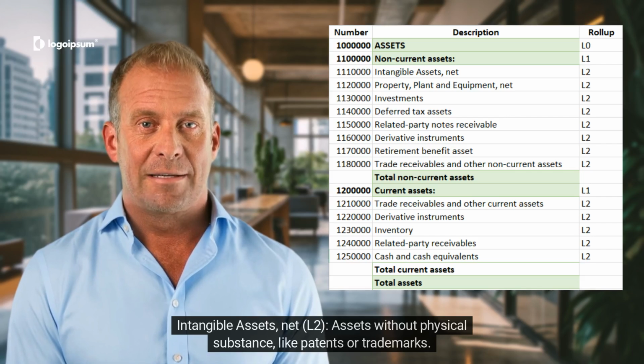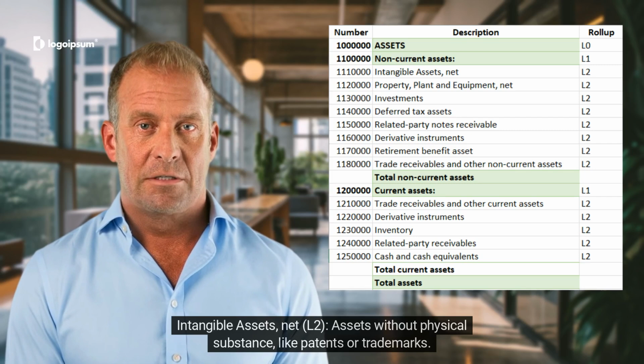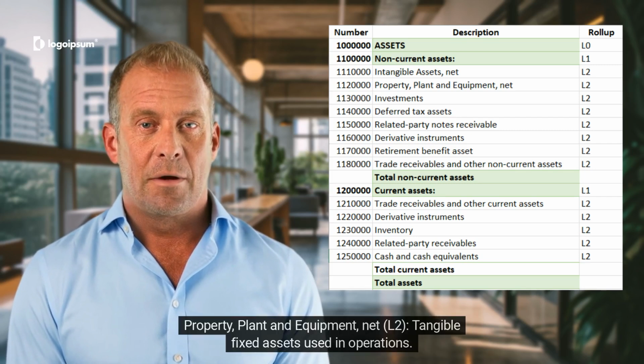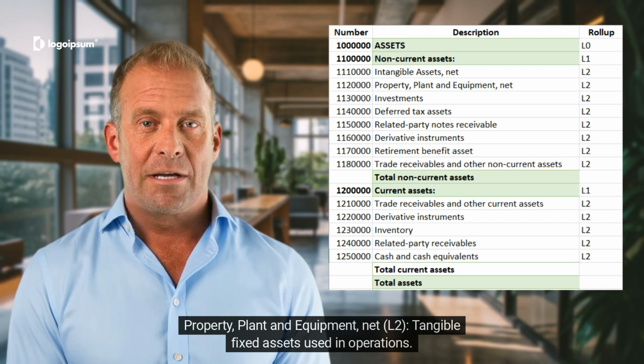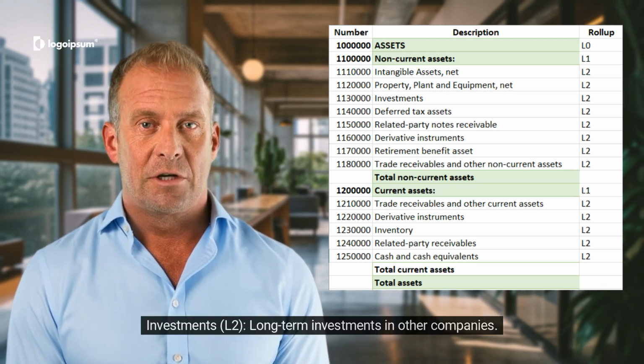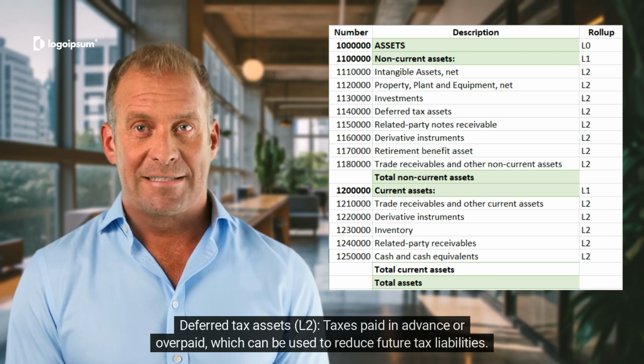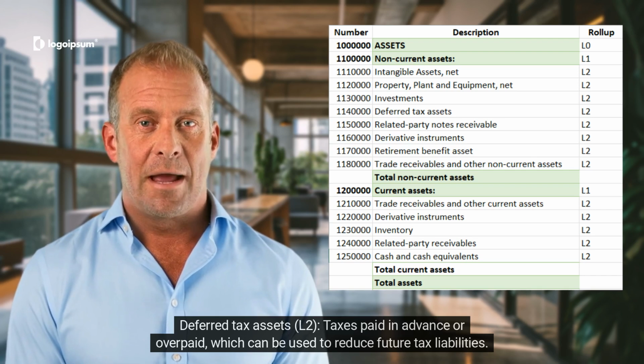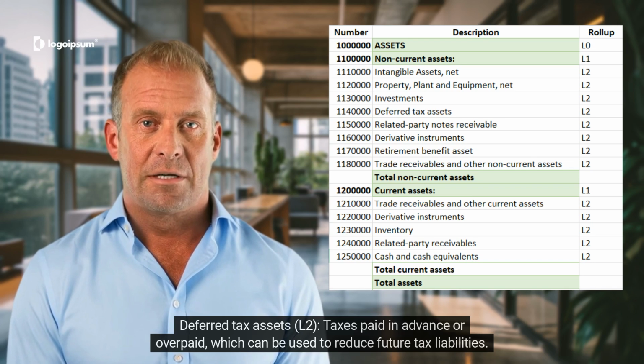Intangible assets, net, L2. Assets without physical substance, like patents or trademarks. Property, plant and equipment, net, L2. Tangible fixed assets used in operations. Investments, L2. Long-term investments in other companies. Deferred tax assets, L2. Taxes paid in advance or overpaid, which can be used to reduce future tax liabilities.